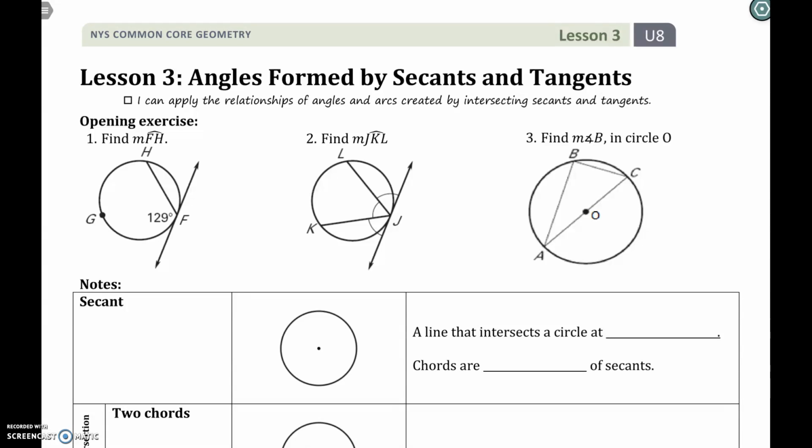Please pause the video, take a second to do this opening exercise. And here are your answers to check.